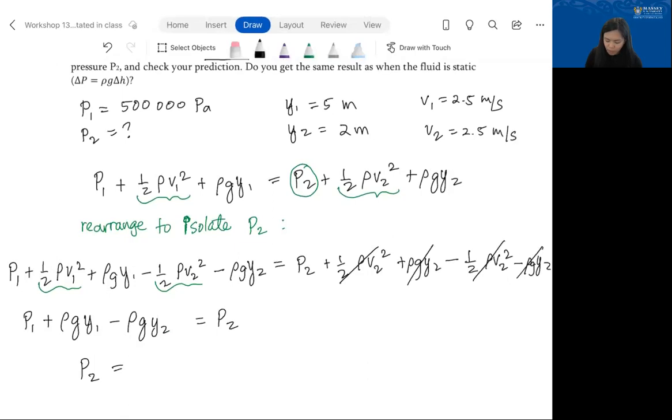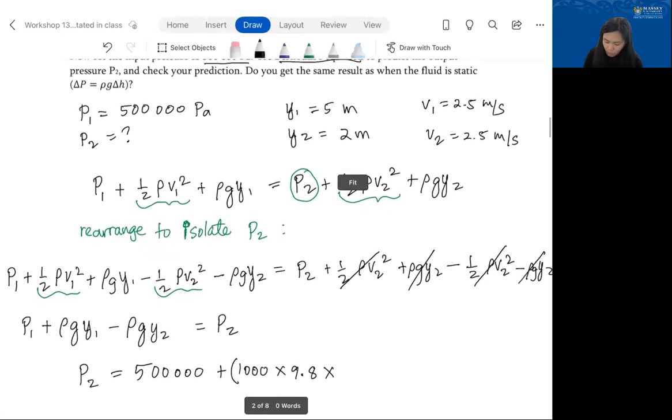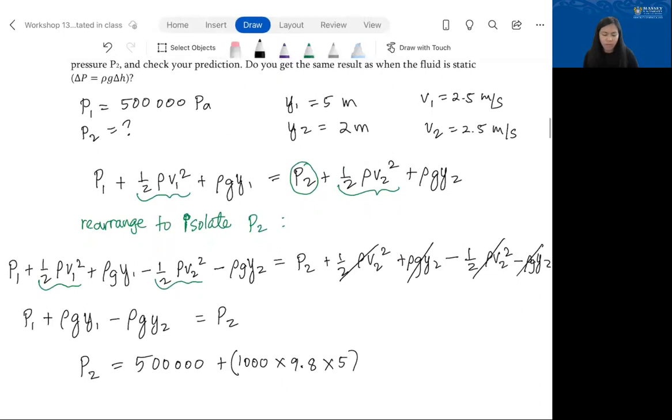P2 is equal to P1. I just flip the equal sign. So it's 500,000 pascals for P1 plus the whole thing in brackets. It's water flowing, so the density of water, 1,000 kilograms per cubic meter, times g, 9.8 meters per second squared, gravitational acceleration, times the initial height, which was given to be 5 meters.